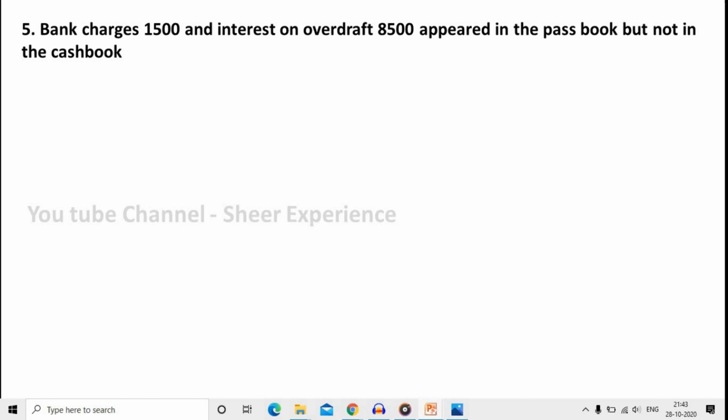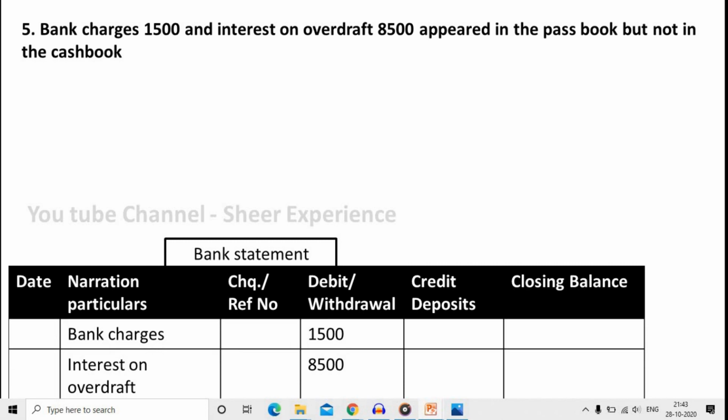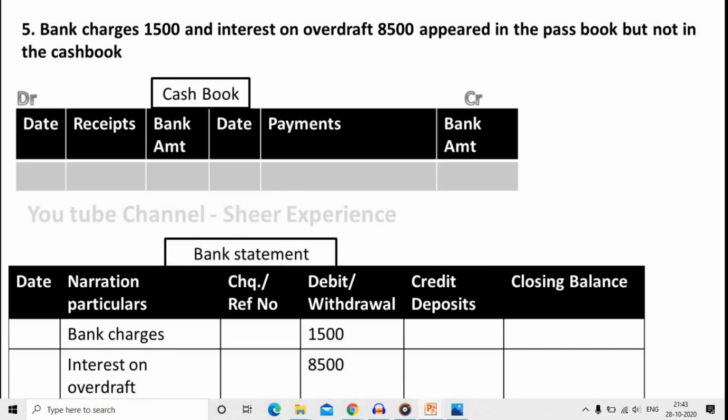Next transaction is bank charges 1,500 and interest on overdraft 8,500 appeared in the passbook but not in the cash book. Bank charges and interest on overdraft debited in the passbook, which means 1,500 plus 8,500, which comes to 10,000, is deducted from our bank account balance. So in the bank statement under withdrawal side, we can see 1,500 for bank charges and 8,500 for bank interest. Since we are not aware about these charges, we haven't recorded this transaction in the cash book. So no entry is made in the cash book.